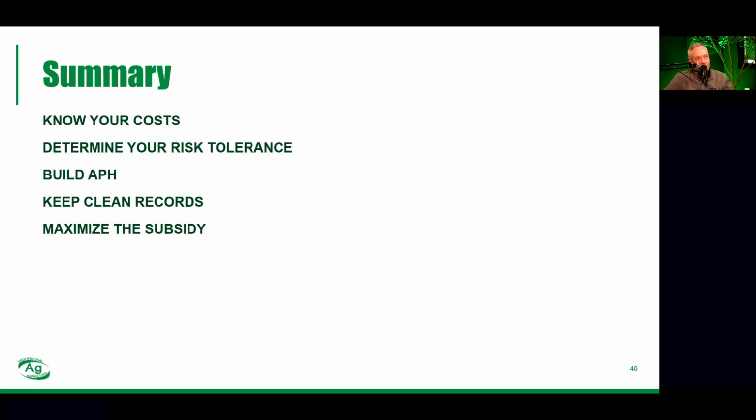Crop insurance is an awesome tool that is discounted by the government with that subsidy. By all means, use it, and I would encourage you to look at some of these add-on coverages, ECO, SCO, because of the added subsidy for 26, to make sure you're maximizing those dollars for your operation. With that, I'm going to call it quits on the basics of crop insurance.